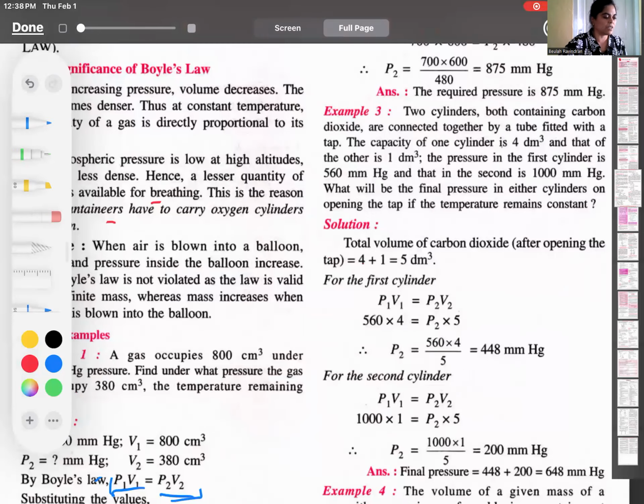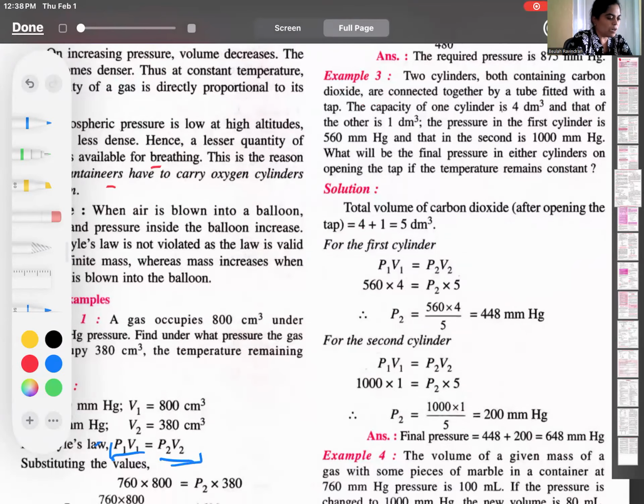See here, 2 cylinders, both containing carbon dioxide, are connected together by a tube fitted with a tap. The capacity of one cylinder is 4 decimeter cube and that of the other is 1 decimeter cube. So capacity is given, that means volume. The pressure in the first cylinder and the second one is given. What will be the final pressure in either cylinder on opening the tap if the temperature remains constant? You are keeping the temperature constant. The total volume of carbon dioxide will be 4 plus 1. That is the total volume. For the first cylinder, it will be P1 V1 is equal to P2 V2. You can calculate the pressure 2 of the first cylinder.